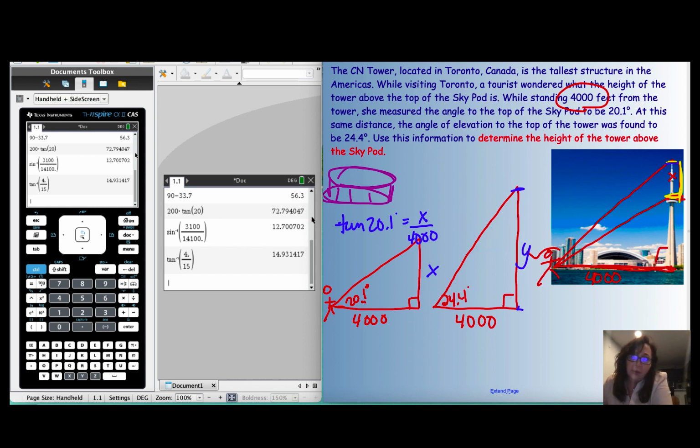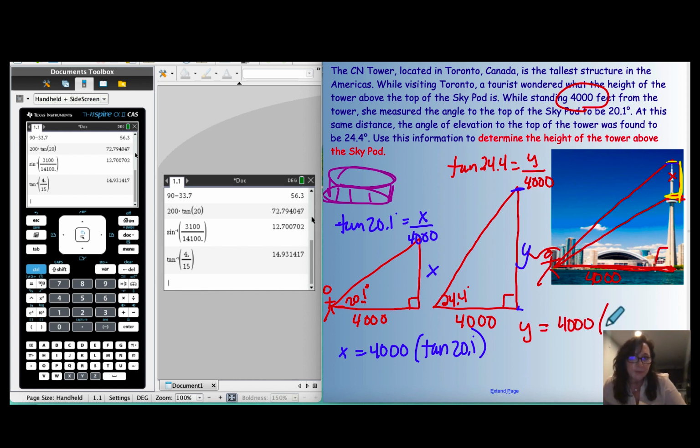Now for this one over here, I'll put that in red. This one, that's going to be tangent of 24.4 is equal to the opposite side over the adjacent side, which is 4,000. And we just have two equations and we just have to multiply those across, right? So on the left, we have x is equal to 4,000 times tangent of 20.1 degrees. And on the right, we have y is equal to 4,000 times tangent of 24.4 degrees.